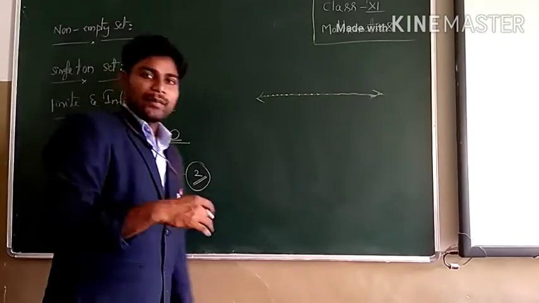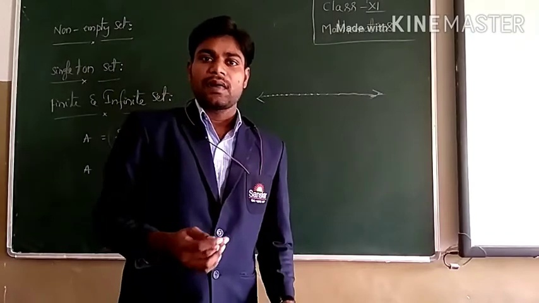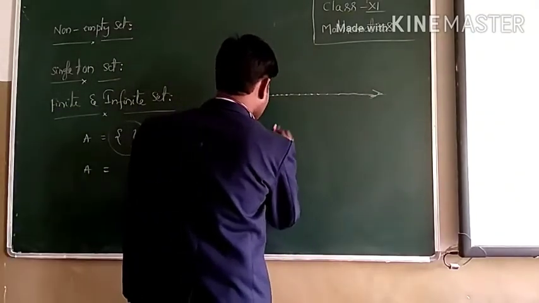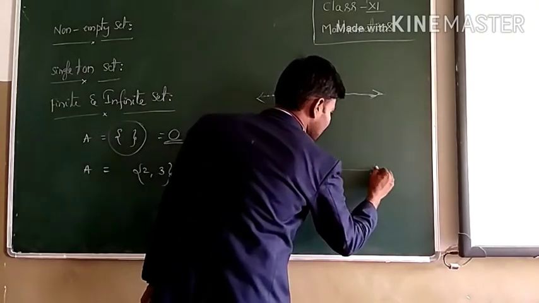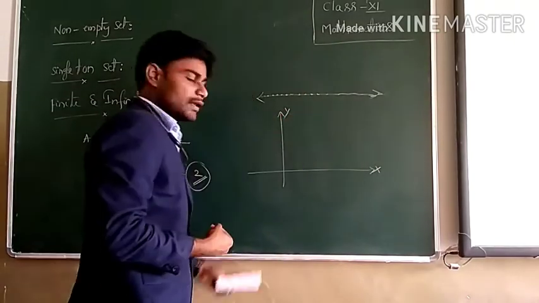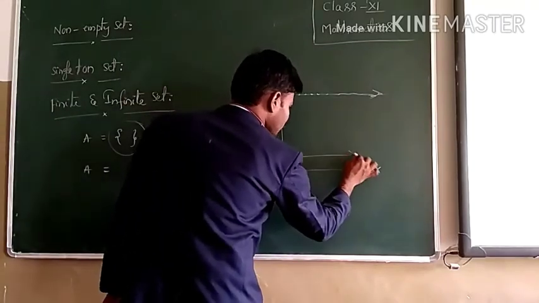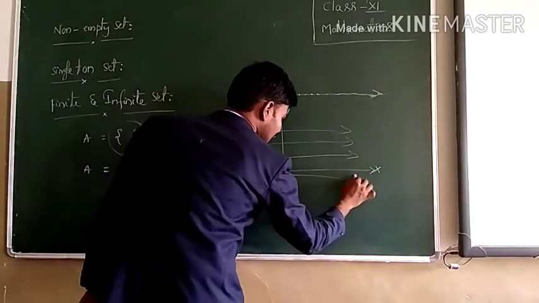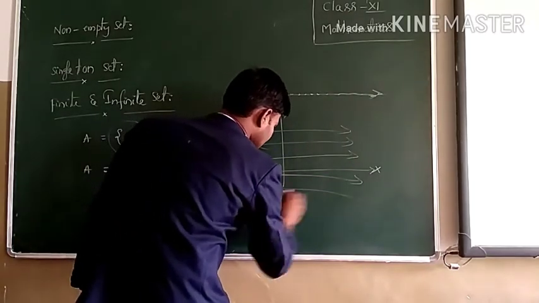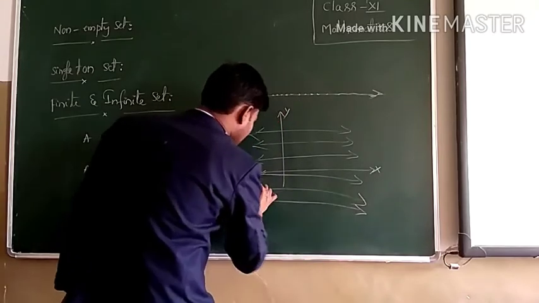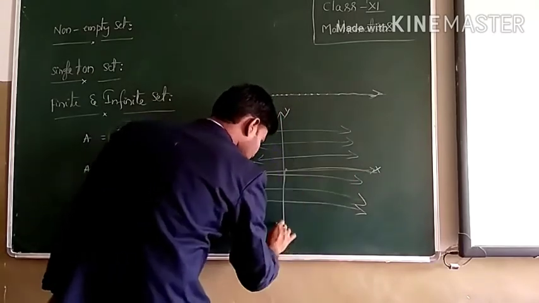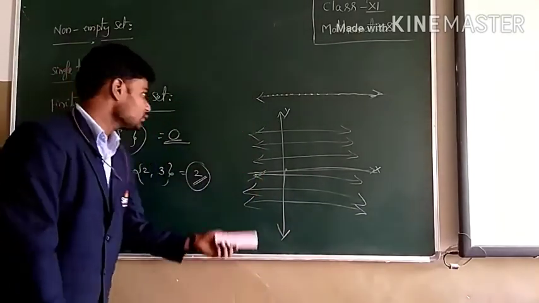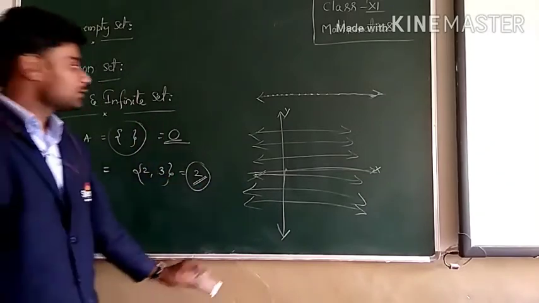And one more is the number of lines which are parallel to the x-axis. This is the y-axis and this is the x-axis, I consider. Now the parallel lines to the x-axis, I can draw lines. We can draw the parallel lines infinitely, and all these are parallel to this x-axis. So that's why the number of parallel lines to the x-axis is also infinite. So these also come under an infinite set.